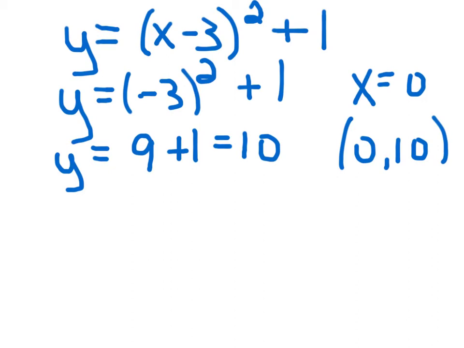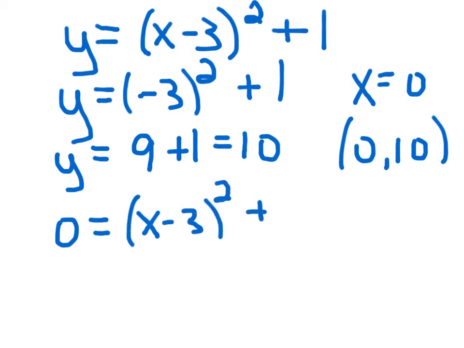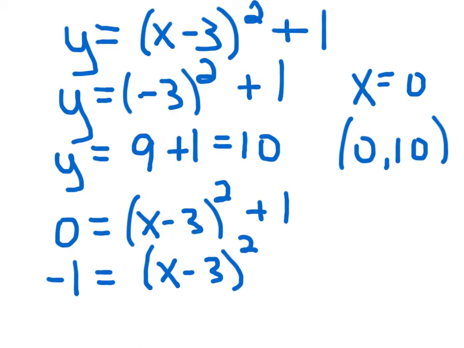If we try to plug in 0 for y, 0 will equal x minus 3 squared plus 1. Subtract 1 from both sides, and you get negative 1 equals x minus 3 squared. We cannot take any number and square it and end up with a negative number. So this doesn't work, which is why there was no intercept there.